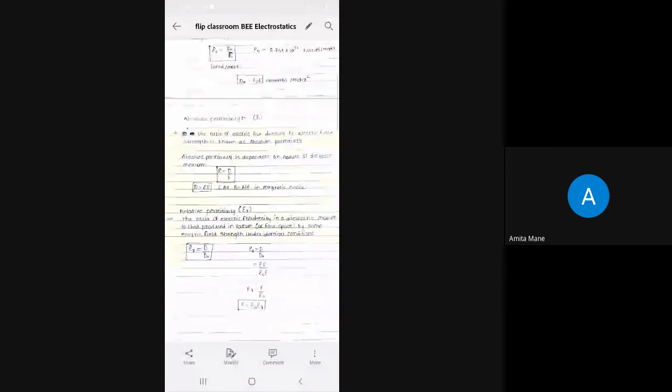Absolute permittivity is denoted by epsilon. The ratio of electric flux density to electric field strength is known as absolute permittivity. Absolute permittivity is dependent on the nature of dielectric medium, and the formula of epsilon is equal to capital D upon capital E, and capital D is equal to epsilon into capital E. As we have seen in magnetic circuit, capital B is equal to mu H. Likewise, this is the formula.